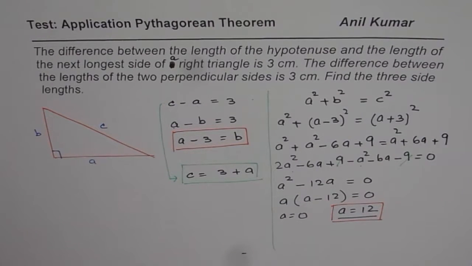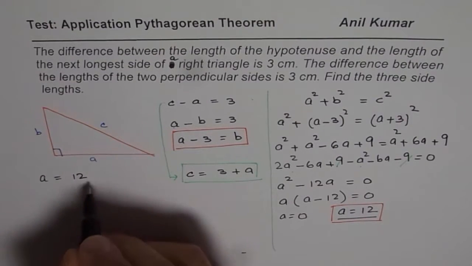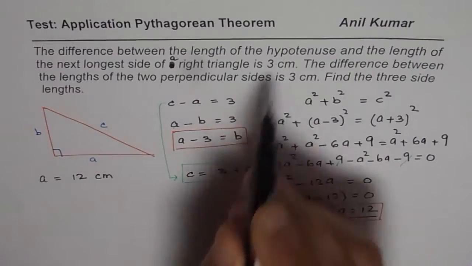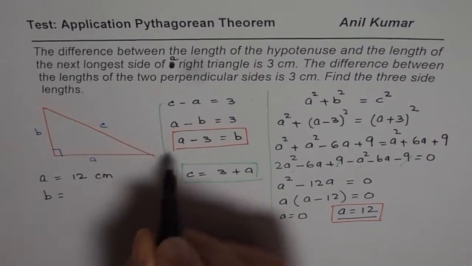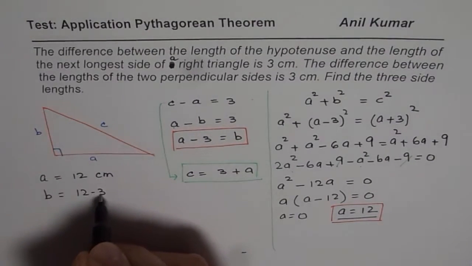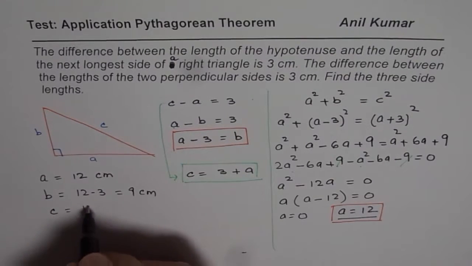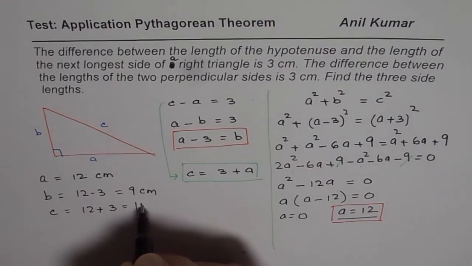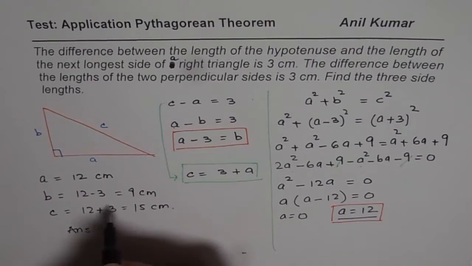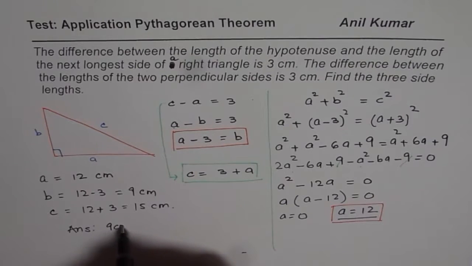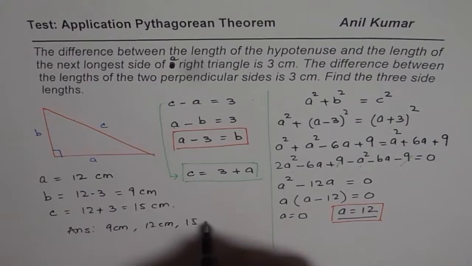Once we know that a is 12, we can find the other sides. So, we have a equals 12, right? The units are centimeters. Since there's 3 centimeters difference, b will be equal to a minus 3, that means 12 minus 3, which is 9 centimeters, and c is 3 more than 12, that is 12 plus 3, or 15 centimeters, right? And therefore, we have our answer that the dimensions are 9 centimeters, 12 centimeters and 15 centimeters, right?